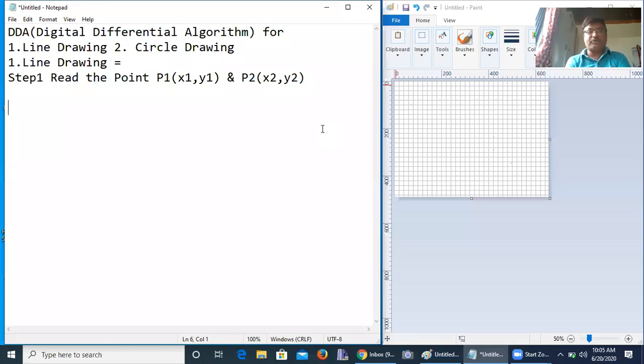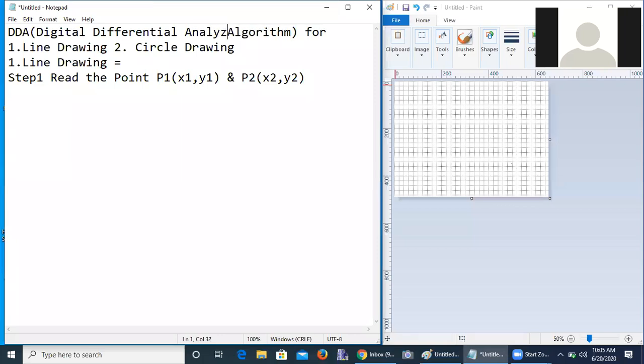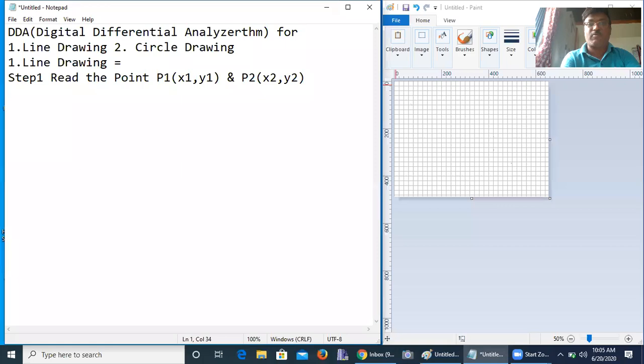So today we are going to start our lecture on computer graphics, unit number 1, that I have already typed here: the DDA. DDA stands for Digital Differential Analyzer, and then I have put here algorithm. Suppose someone asks what is the long form of this, you can say DDA stands for Digital Differential Analyzer. This is one algorithm.